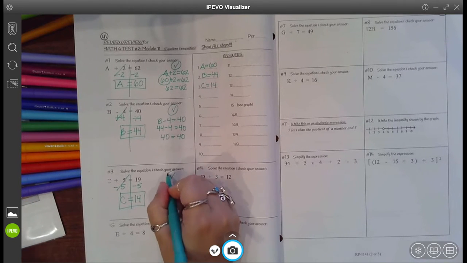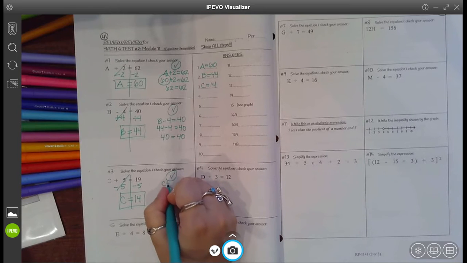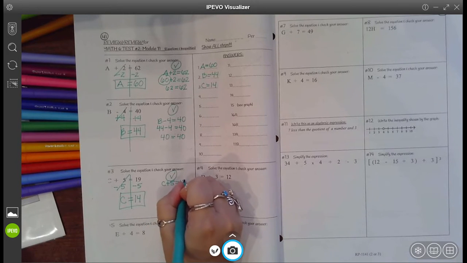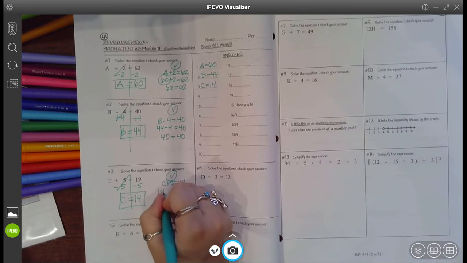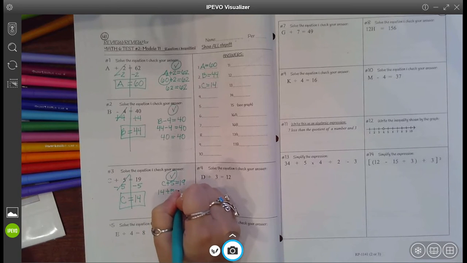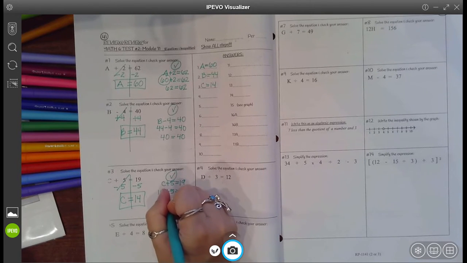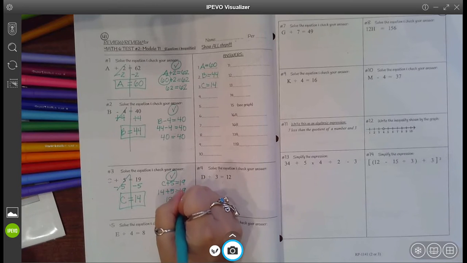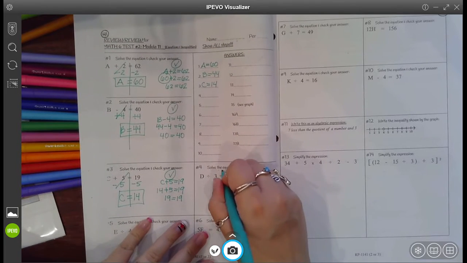Okay, and then I like to check it. C plus 5 equals 19. Replace c with what I think it is. 14 plus 5 is 19. Bring down your equals, bring down your 19. This is a true statement, so then you can feel confident and move on to your next problem.